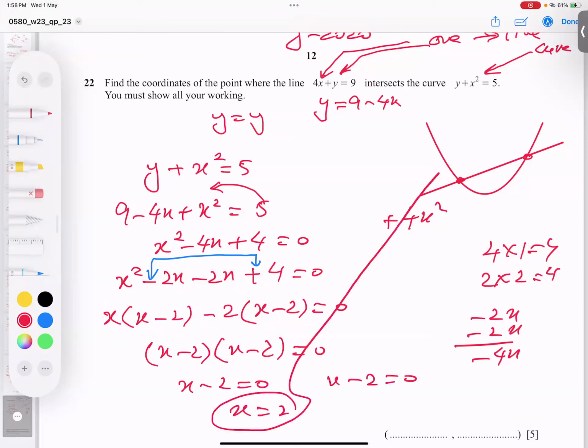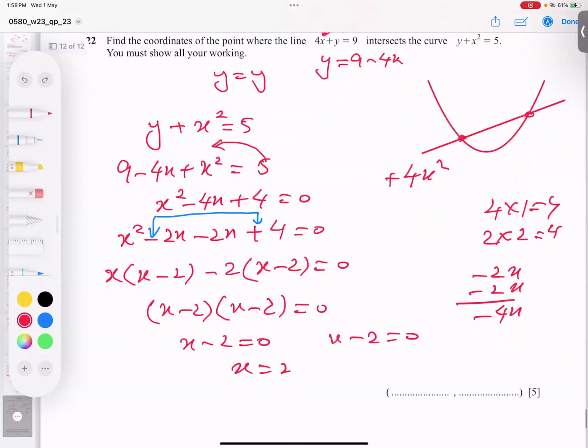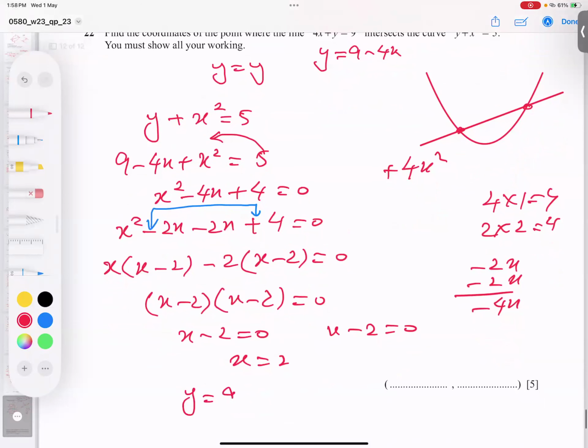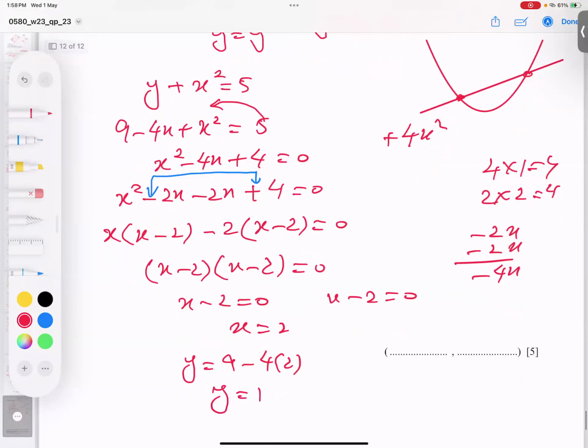This value 2, you plug in here or there, but I think plugging in here is better. 2 4s are 8, and y is equal to 9 minus 4 times 2, and I get 1 here. So x is 2, y is 1. This is my final answer. And I believe you got the point.